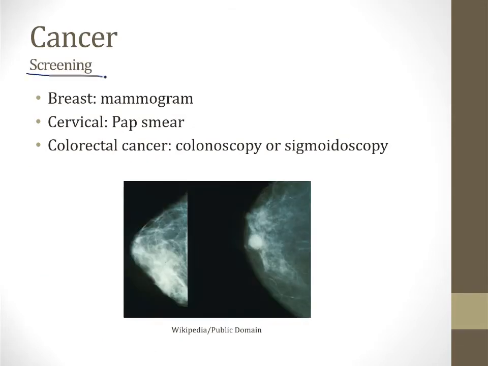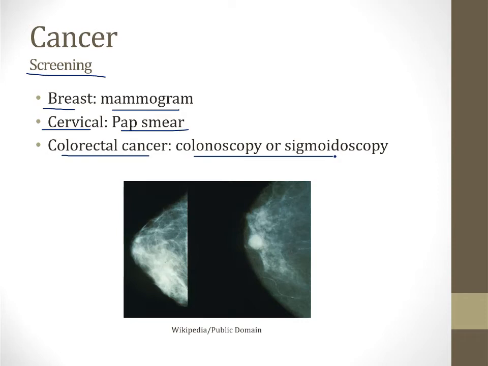Now let's talk about screening for cancer. There are three major cancers we screen for in healthy adults. Those are breast cancer with a mammogram, cervical cancer in women through a pap smear, and colorectal cancer through a colonoscopy or sigmoidoscopy. At the step 1 level, they're not going to ask you at what age you start screening. You don't need to know all that. You just need to know the test that is used.